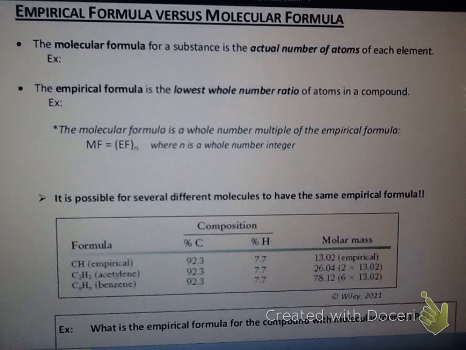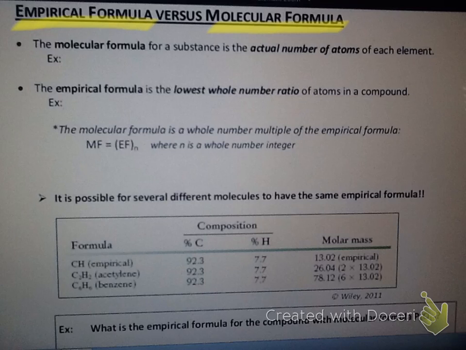The first type is an empirical formula. Empirical means purest or simplest. A molecular formula is the second type. A molecular formula. Alright, so let's discuss those.